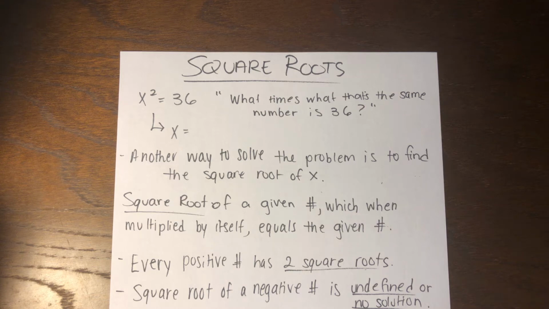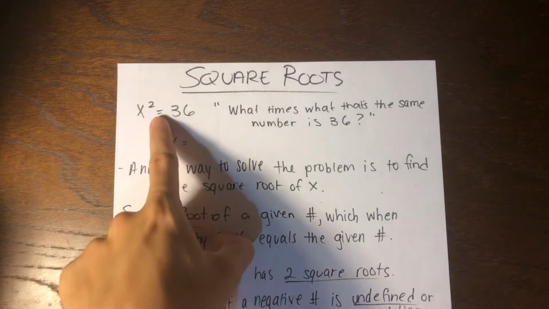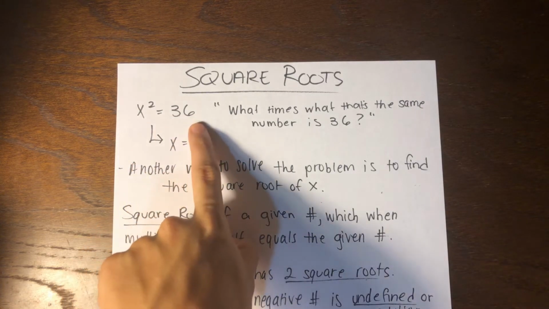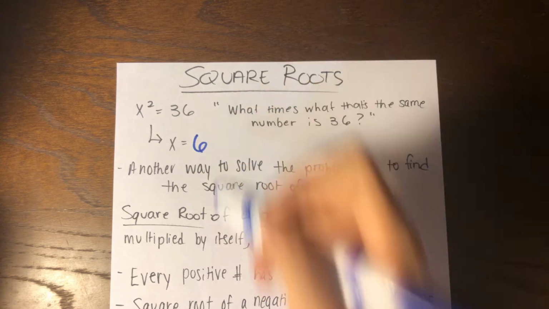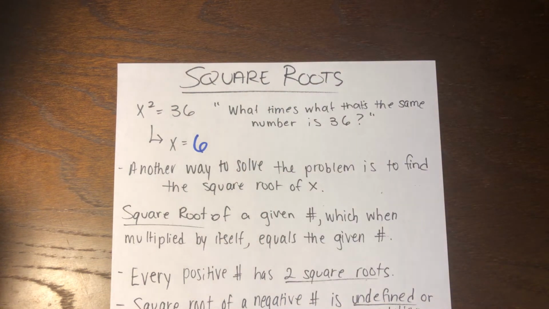Hey guys, we're back for our last video of the week and we're going to be talking about square roots, okay? So you recognize this from our last video. This says x squared is equal to 36, and this is saying what times what, that's the same number, is 36. So we would be solving for x, and if we're thinking what times what, the same number, is equal to 36, we know that this is 6, okay?